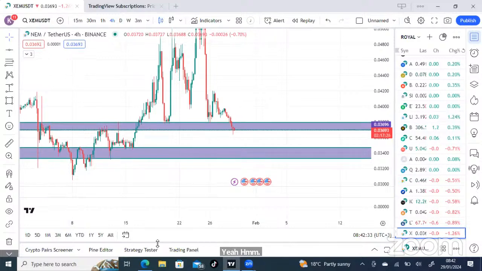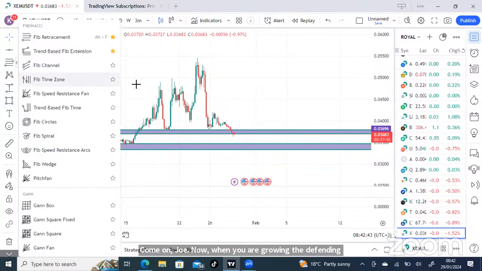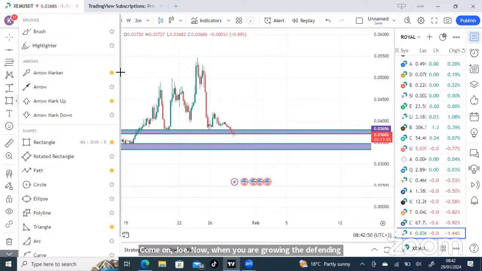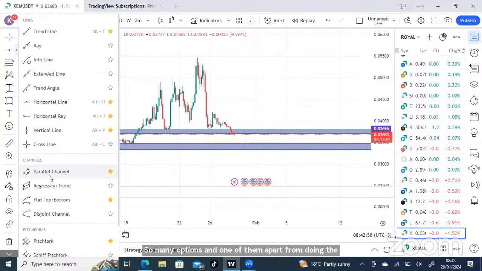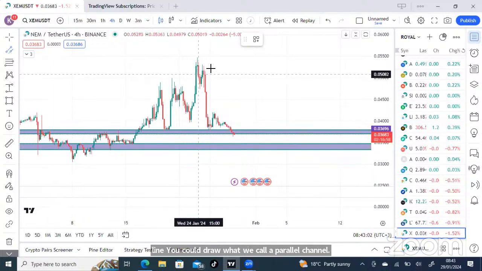Now, also, come on top. Now, when you are drawing the descending triangle, you have so many options. And I'll find one. So many options. And one of them, apart from drawing the line, you could draw what we call a parallel channel. Now you are drawing the parallel channel to the downside.